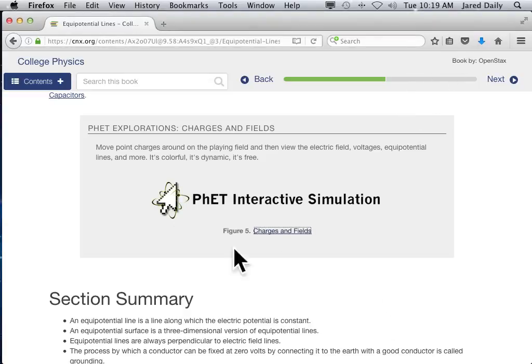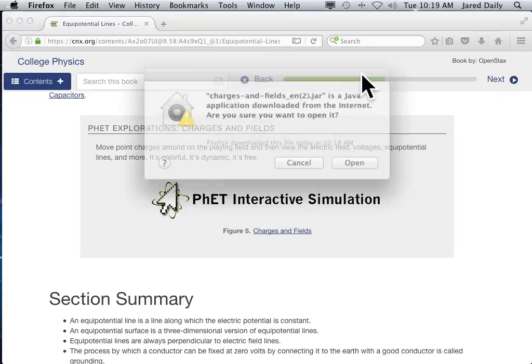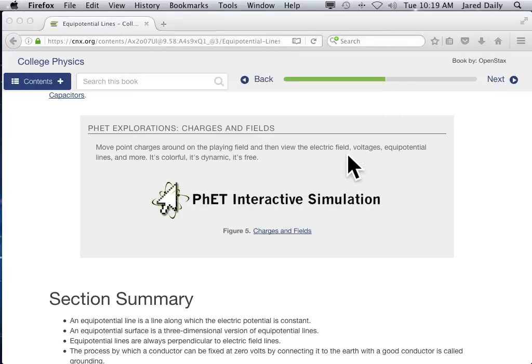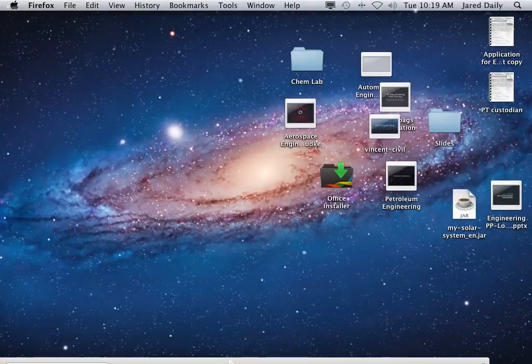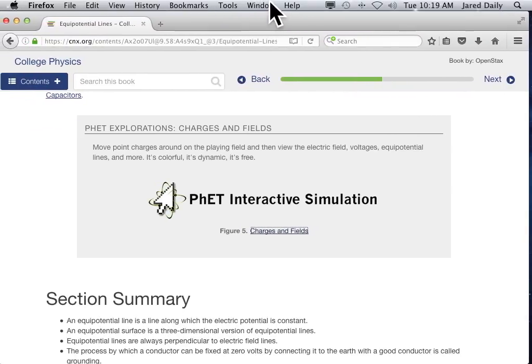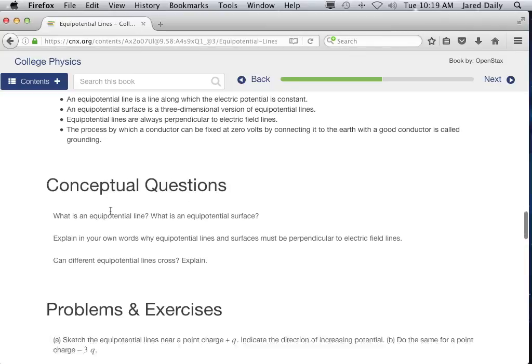They actually fixed the links. Let's see if it works. Apparently it doesn't work. All right, that's fine.